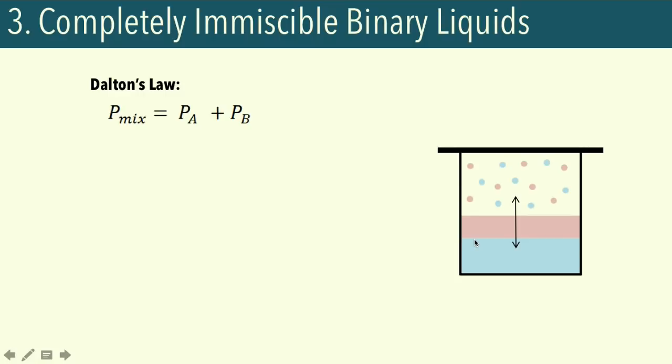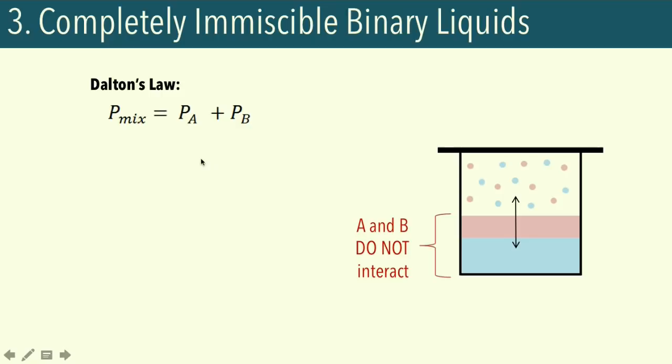This time, however, A and B do not interact with one another, except of course for the very limited interface between the two layers. But for the most part, they pretty much keep to themselves. So you just have a layer here of pure A and a layer here of pure B.